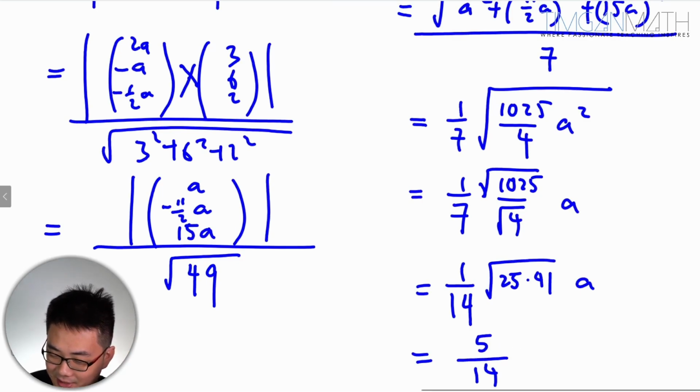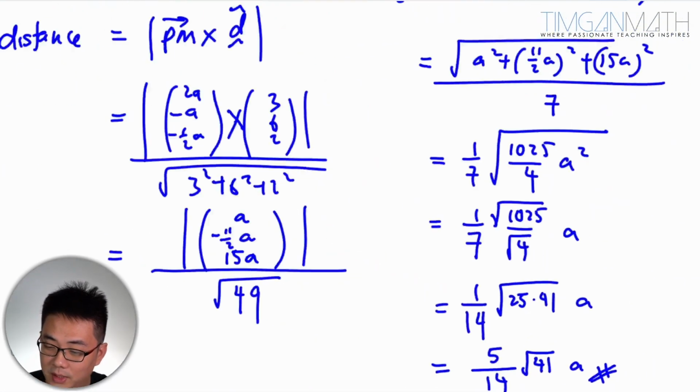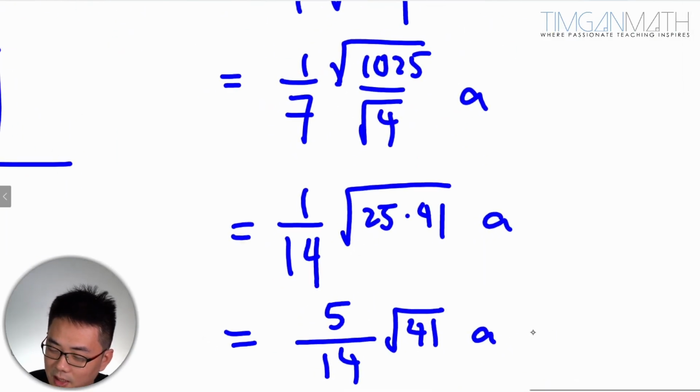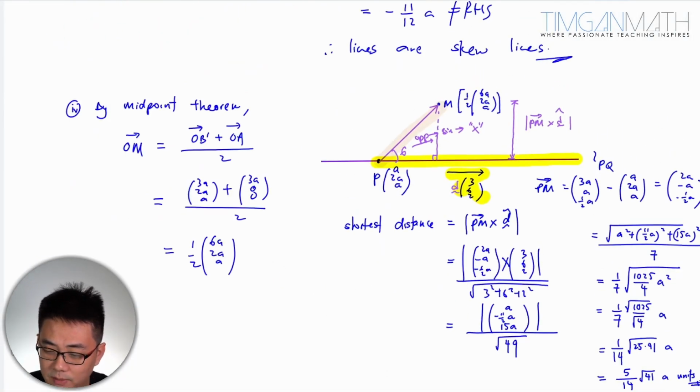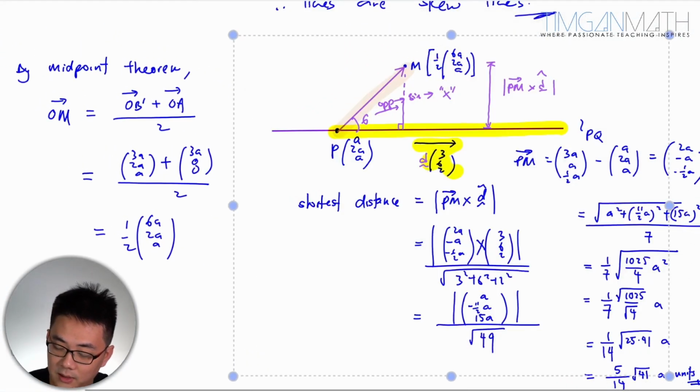Square root 41. Okay, so there you go. That's how units, so I'm going to put this as units. So that's how you do this question here proficiently. If you have any question, please let me know. I think this is the part here.